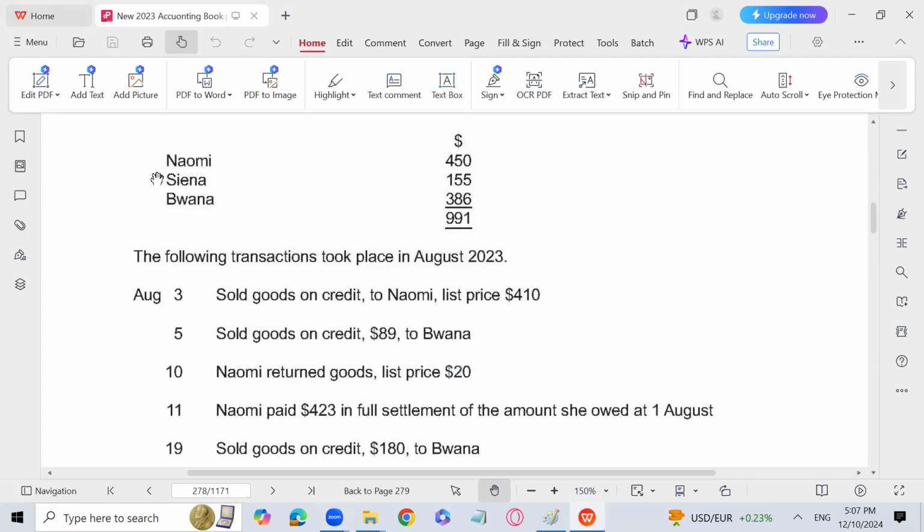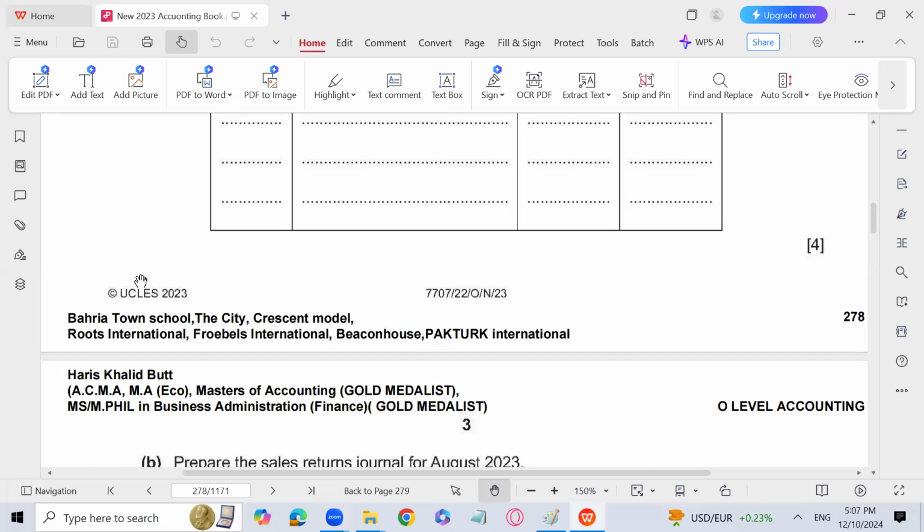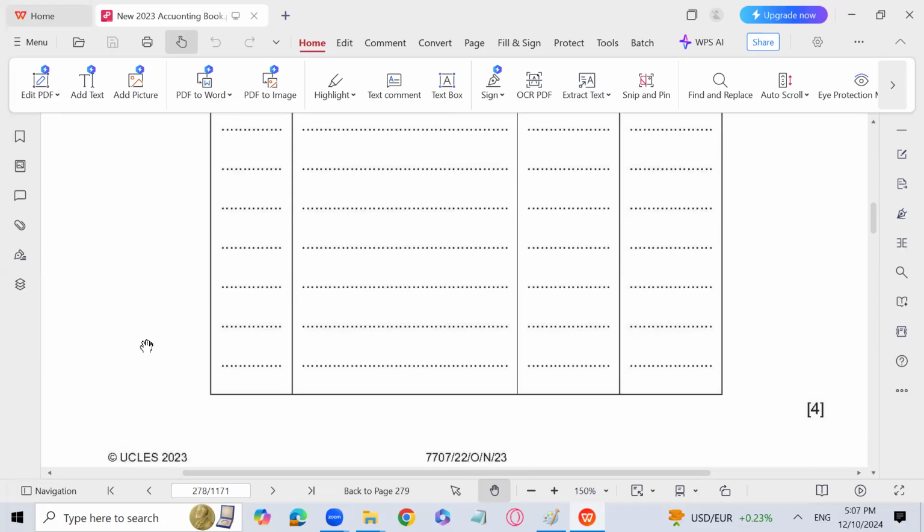Let's see in which paper it has come. This question has come in October/November 2023, variant 22. Variant 22 is the variant which comes in our region, region 4, and October/November 2023 is the paper.